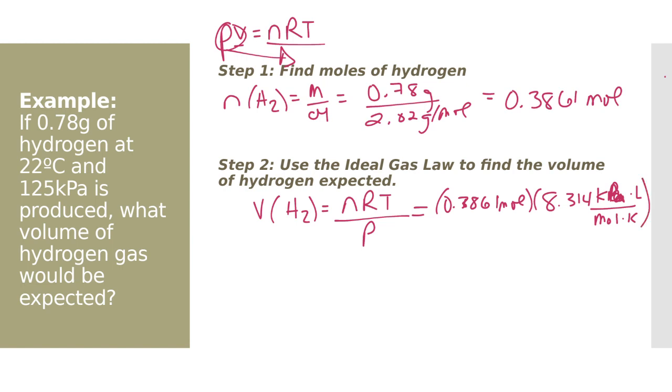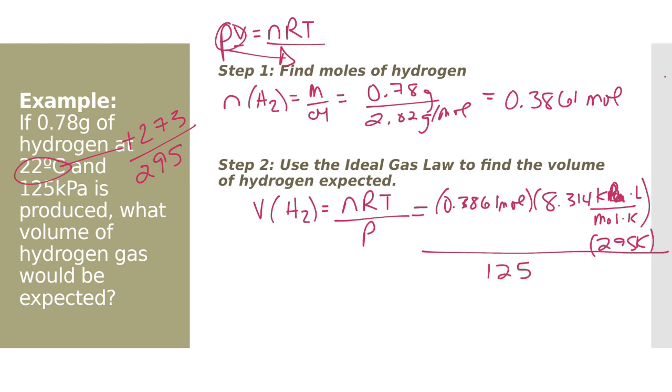And I'm running out of room. I need a temperature as well. So I need 22 degrees C. We're going to add on 273 to that. That gives me 295 Kelvin. And then we're going to divide everything by the pressure. And I need it to be in kPa because of the gas constant unit. So we divide by 125 kPa.